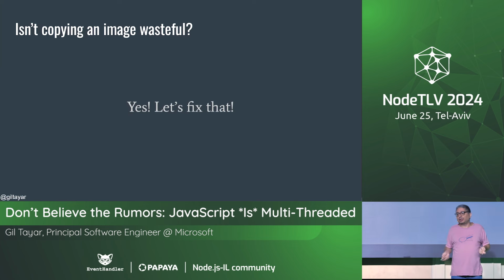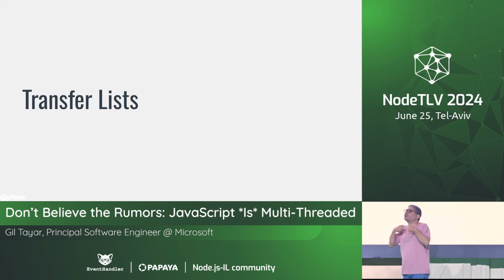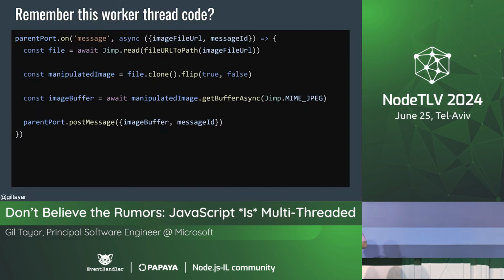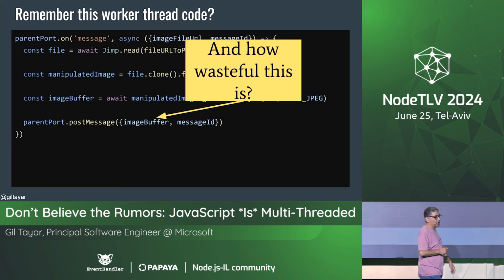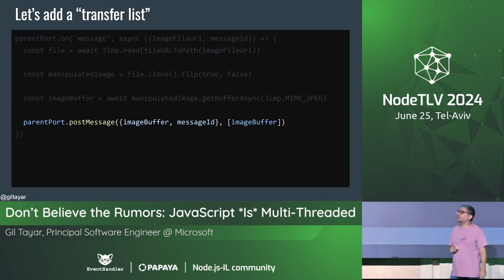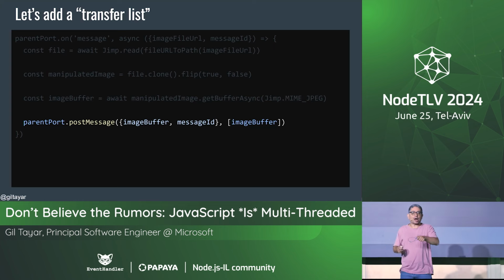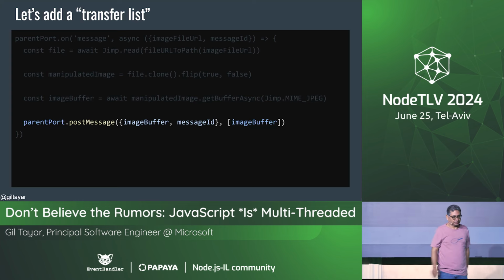So isn't copying an image wasteful? As I said, it is wasteful. Let's fix that using transfer lists. Remember this worker thread? Remember how wasteful this copying of image buffer is? It's very simple to make it not copy. We just add a transfer list. We tell it, look, you see this image buffer? Don't copy it. Move it.